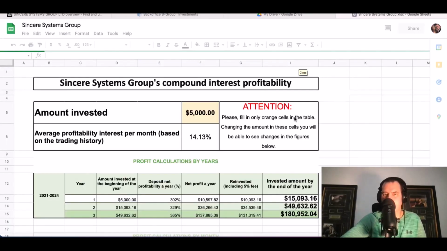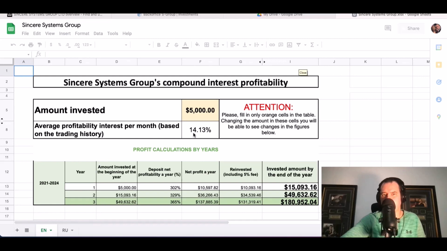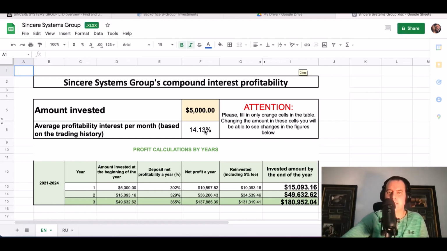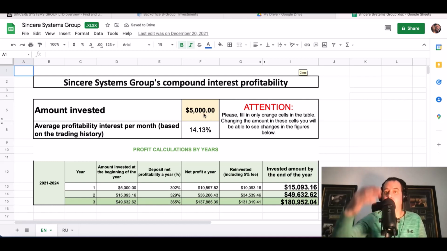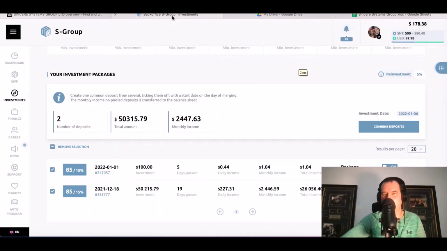So this is an example. This is the average as of right now, 14.13%, average if you have a $5,000 investment. And you know what? I forgot. I didn't finish my talk about investing. So we'll actually get into this calculator a little later here, and we'll finish this off.